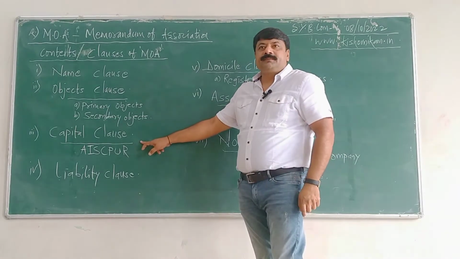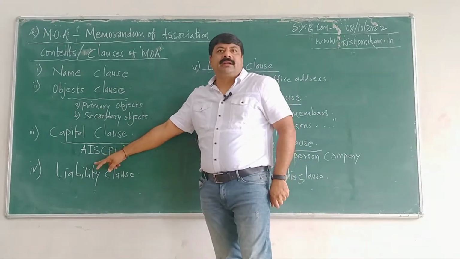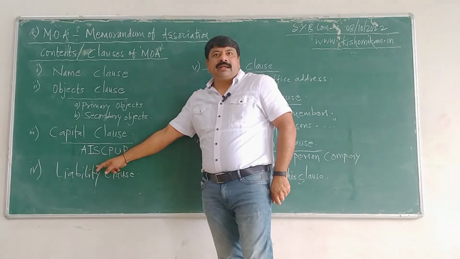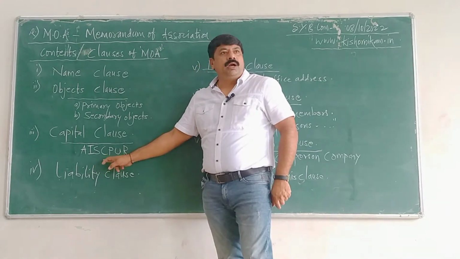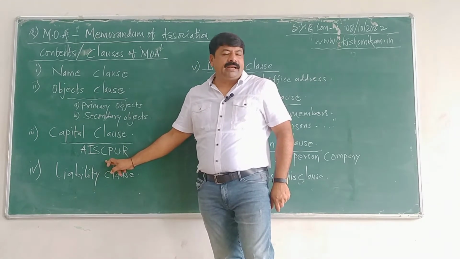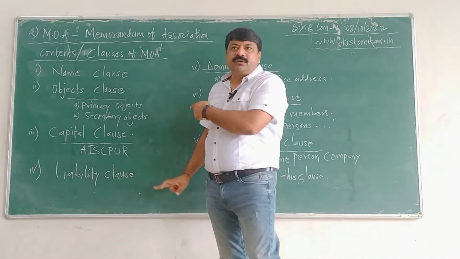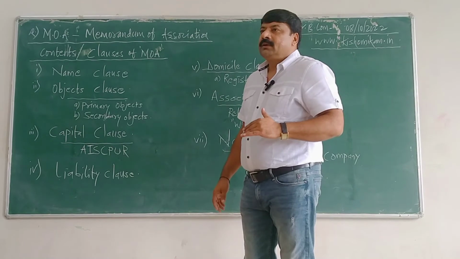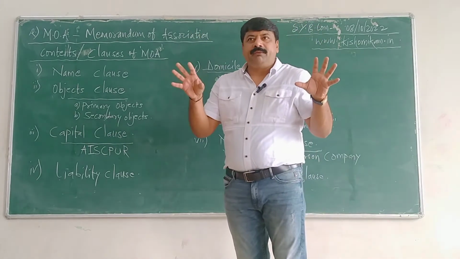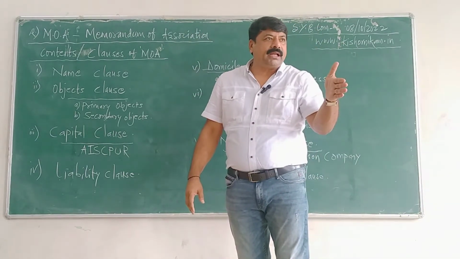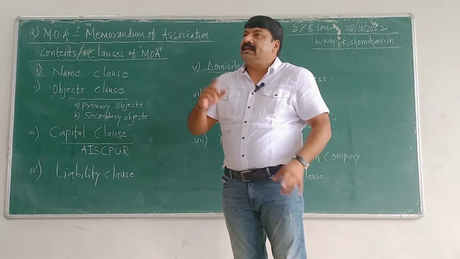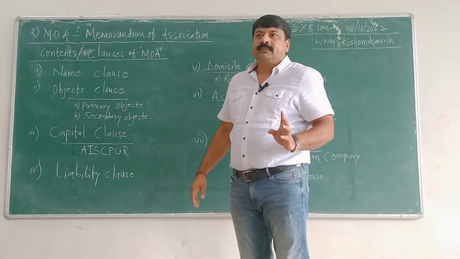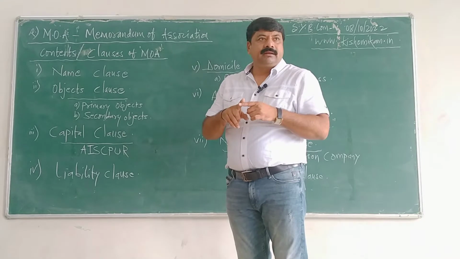Capital clause. Authorized capital, issued capital, subscribed capital, called up capital, paid up capital, uncalled capital, and reserve capital. These are the types of capital. Authorized capital is the maximum extent of capital which can be raised by a company in its lifetime. That is called authorized capital.